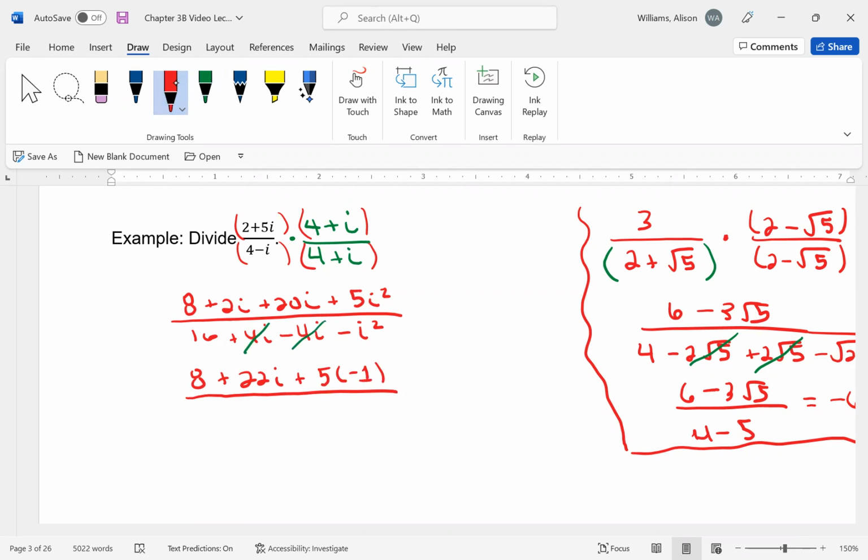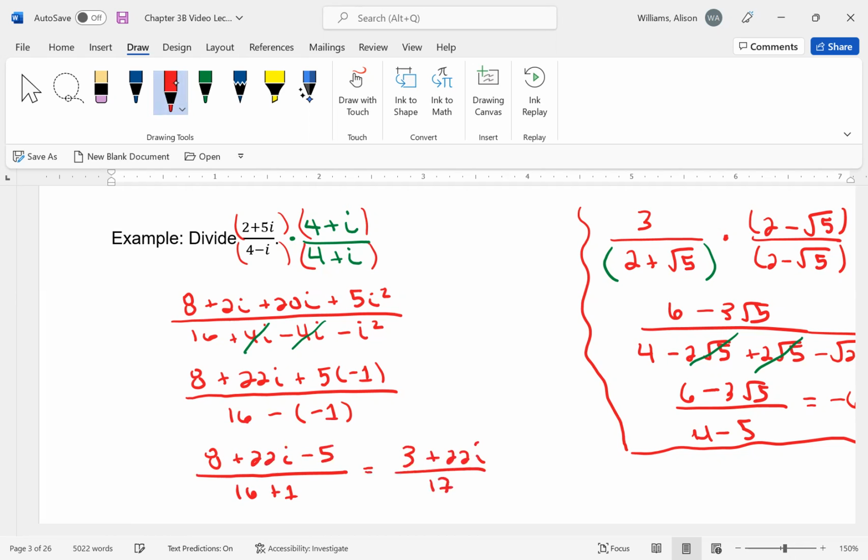Boop. And I'm left with 16 minus, and then i squared is negative 1. So I have a double negative, which is going to become a positive. And what I have in the numerator, I'll just write out as a negative 5. And that's going to be 16 plus 1. Okay, so here's what I got. I got 8 minus 5 is 3, plus 22i, over 17.